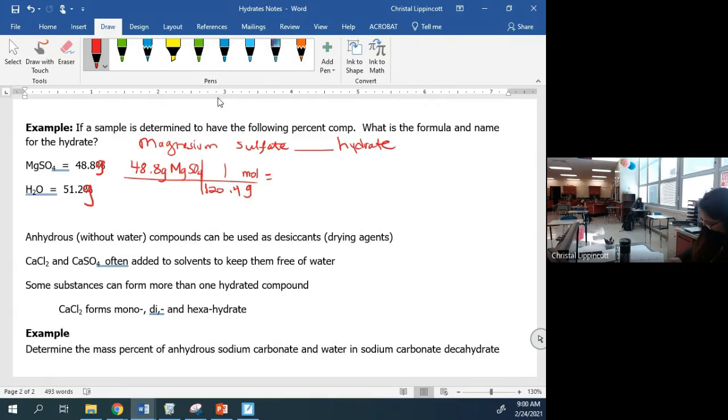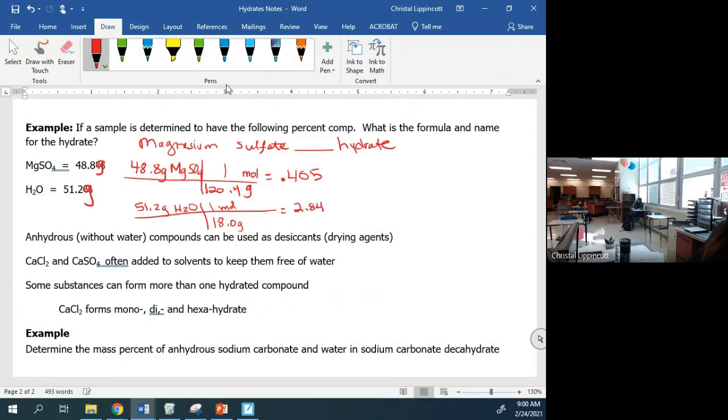48.8 divided by 120. So that is 0.405. Then I turn my water into moles. So 51.2 divided by 18, and I end up with 2.84.